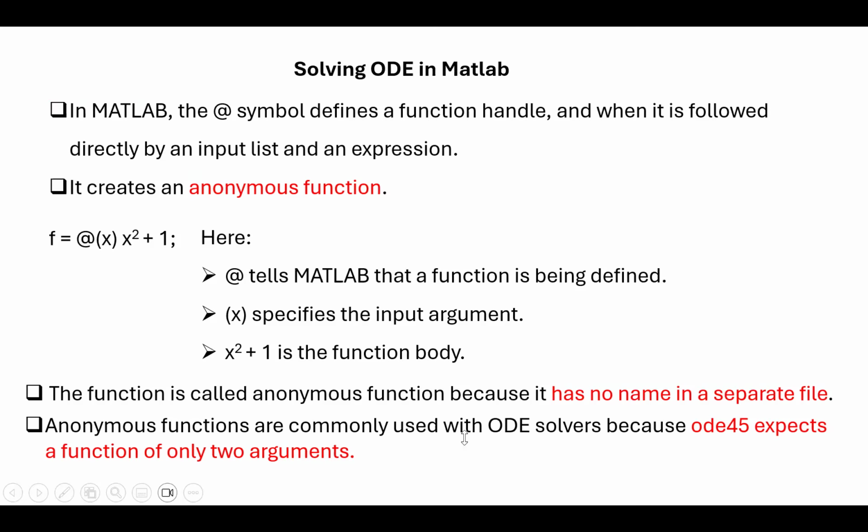Anonymous functions are commonly used with ODE solvers because ODE45 will expect you to provide just two arguments when you call it. So when you do the function call, you are expected to pass two arguments. But in some cases, you might have more than two arguments, so maybe there are some other parameters that you need to pass. In this case, it's just a way of bypassing the problem that you might have when you need to pass more than two parameters.